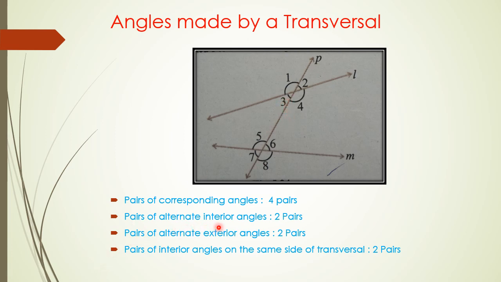Pairs of alternate interior angles, we get 2 pairs. Pairs of alternate exterior angles, we get 2 pairs. Pairs of interior angles on the same side of transversal, we get 2 pairs. And here corresponding angles and alternate angles, what are these angles? Let us see in detail.